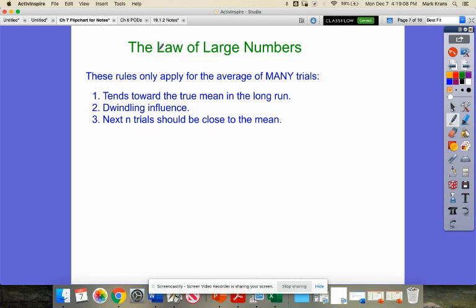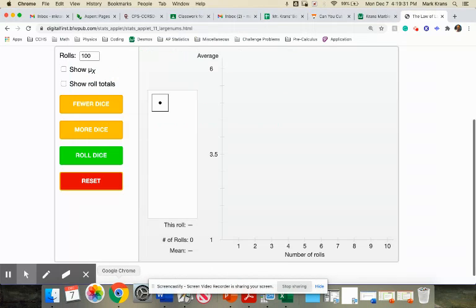We've talked about this before, that these rules only apply for the average of many, many trials. It tends toward the true mean in the long run. That's the big idea of it. And I talk about how there's a dwindling influence. The more trials you do, the less it's able to fluctuate your overall average. And the reason why it works is because the next n trials tend to be relatively close to the mean.